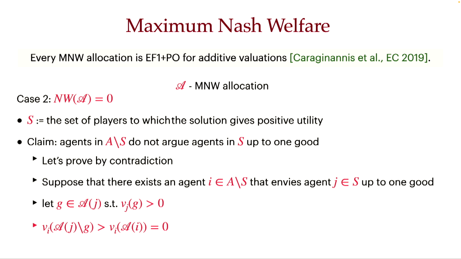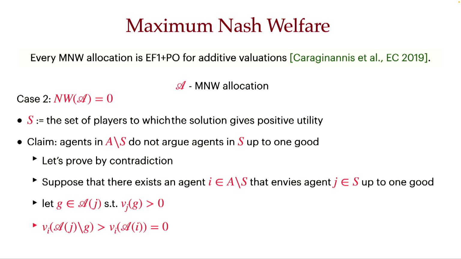Now look at this. If you look from I's perspective, because it is not EF1, what does it mean? If you even remove G from J's bundle, then the utility from I's perspective, v_I(A_J minus G), is also greater than v_I(A_I), because I envies up to 1 good. Do you agree or not? If this does not happen, then it is EF1, right?